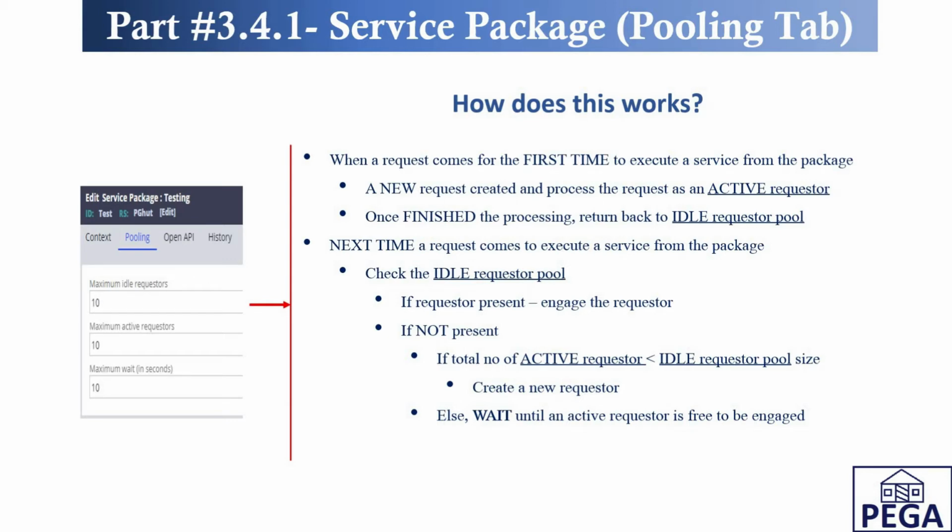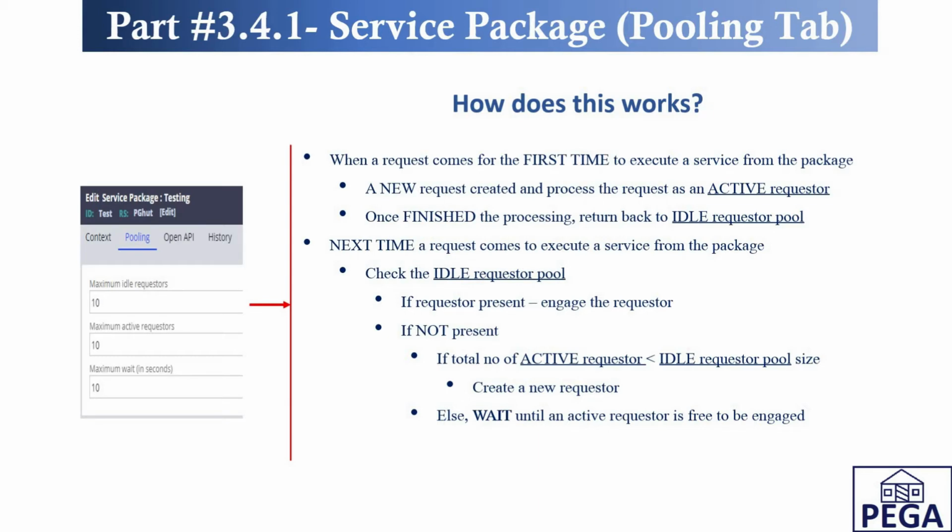What Pega does is, it first checks whether you have any idle requester in your idle requester pool. If the requester is present, then Pega engages that requester. If it is not present, Pega checks whether the total number of active requesters is less than the pool size, and based on that it creates a new requester. Else it waits until an active requester is free to be engaged.